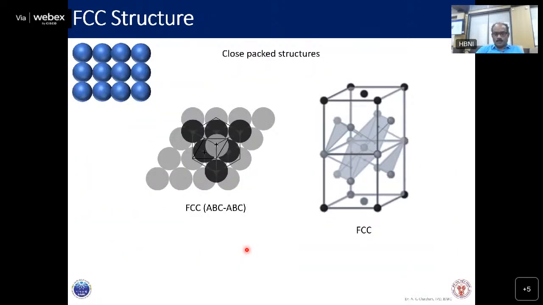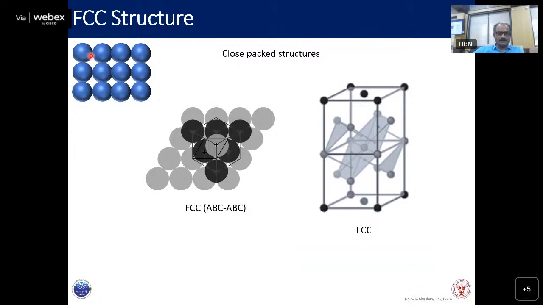So why is the FCC structure important? Because number one, this is a closed packed structure. When a material tries to crystallize, suppose we consider all the atoms in the form of spheres, and let us consider that it is a single element material. When the energy is reduced, all the spheres should be closely packed, because that is the minimum energy structure.